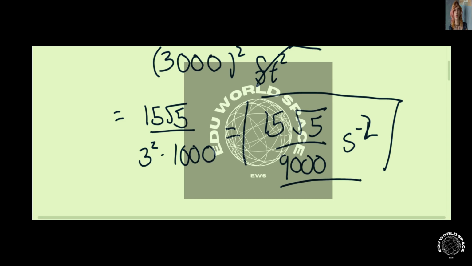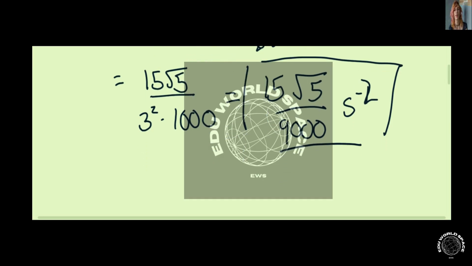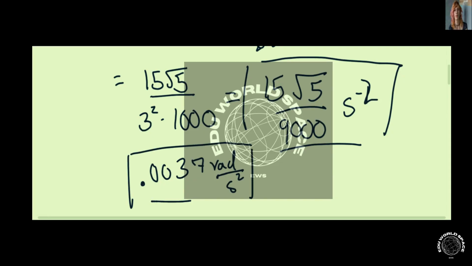We can also plug this into a calculator to get a decimal answer, which is 15 times root 5 divided by 9,000, which gives us 0.0037 radians per second squared. And those are our solutions.